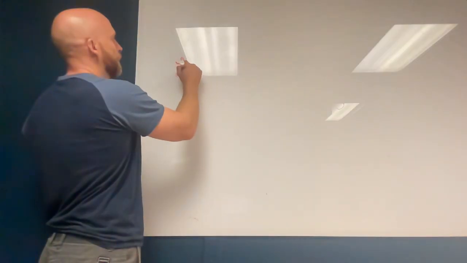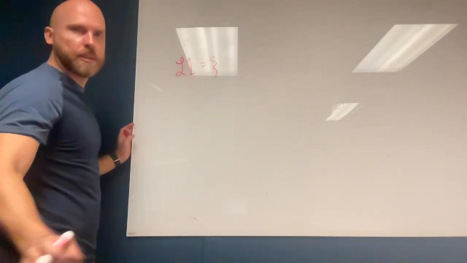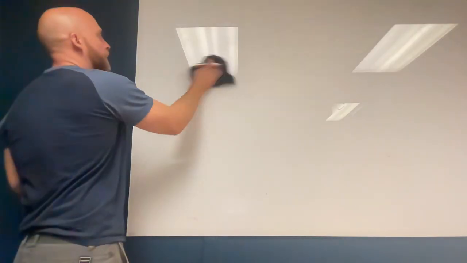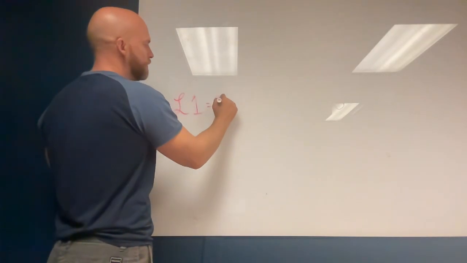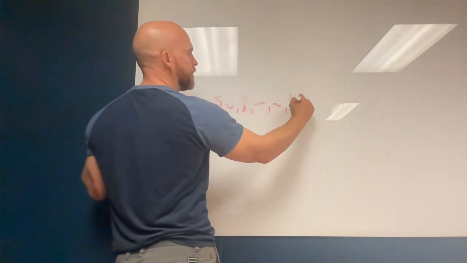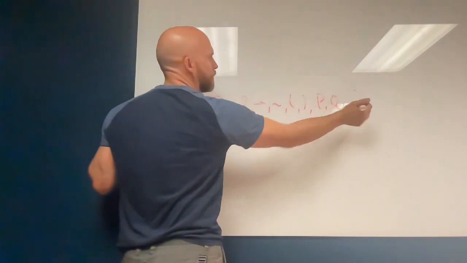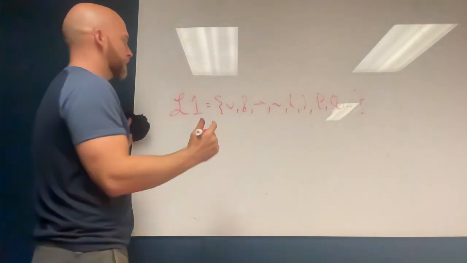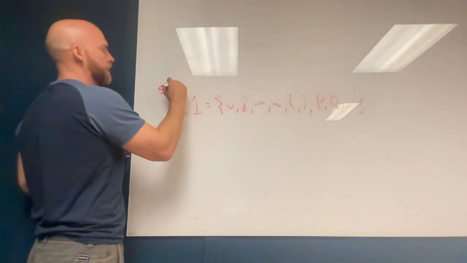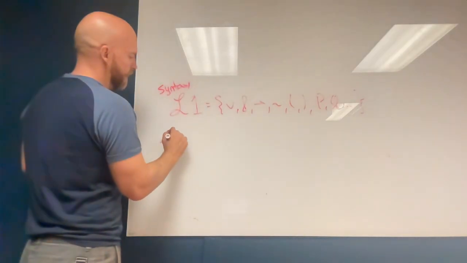We're talking about L1. If you recall, L1, our language 1, has disjunction, conjunction, material conditional, negation, parentheses, P's, Q's, and so forth. There's our language, which sometimes we'll refer to as the syntax of our language. We also have the semantics for our language.